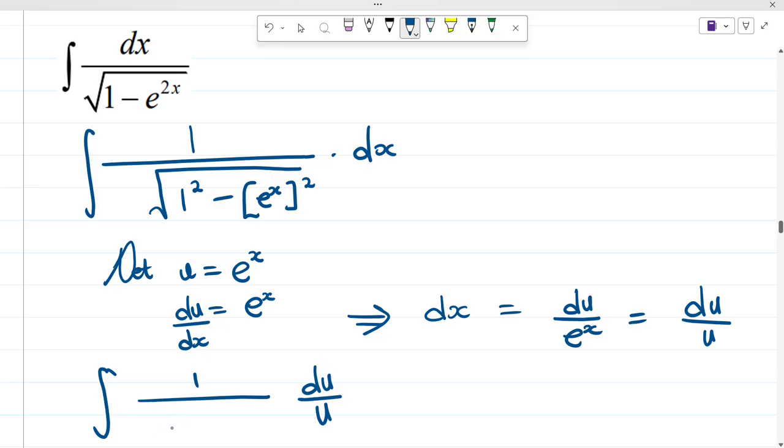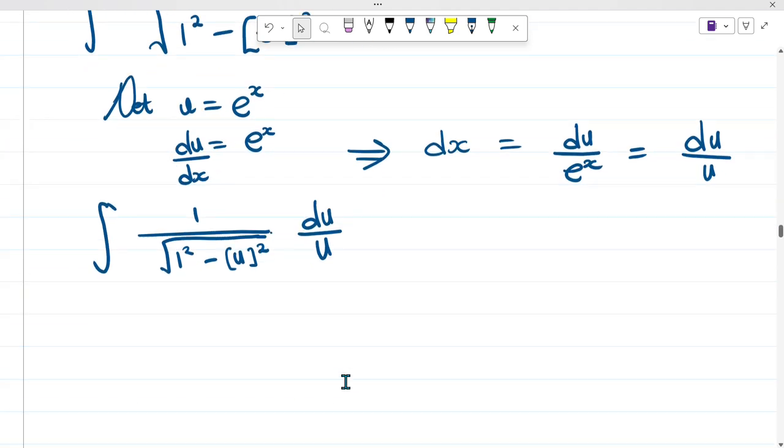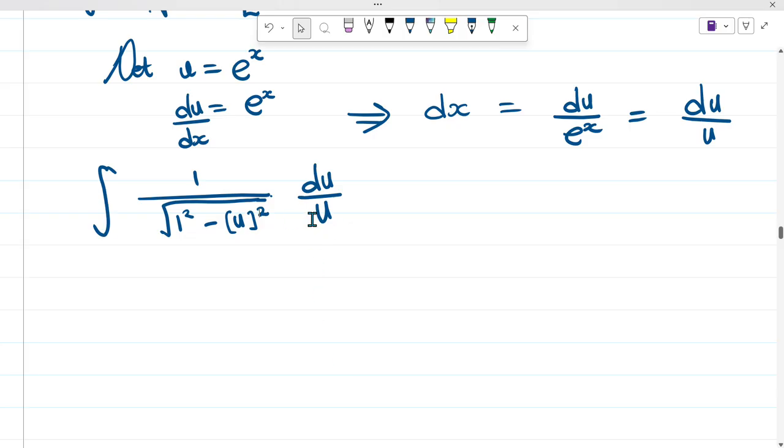And then inside I also have a square root of 1 squared minus u squared, just like this, because e to the power of x is equivalent to u. So where there is e to the power of x, I substitute u. Where there is dx, I substitute du over u. So I have my du over u here. Now let's take this u, because these things are multiplying each other, and put it here. You understand? So I take the u and put it there.